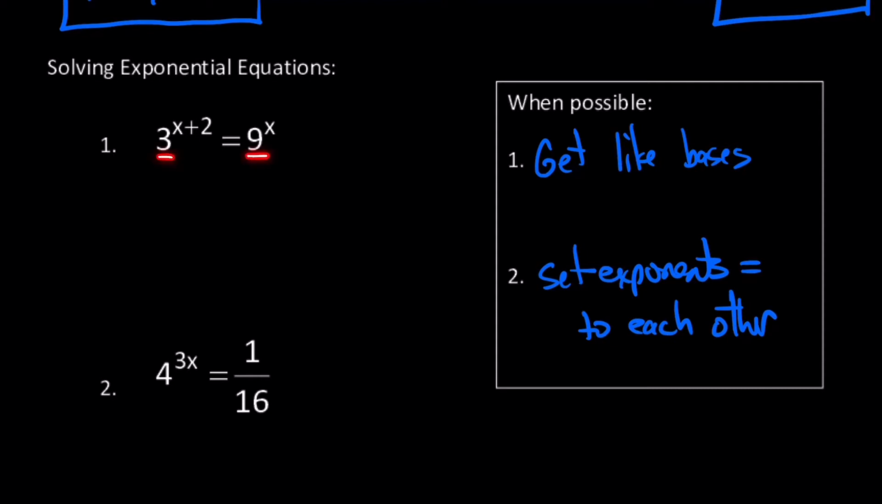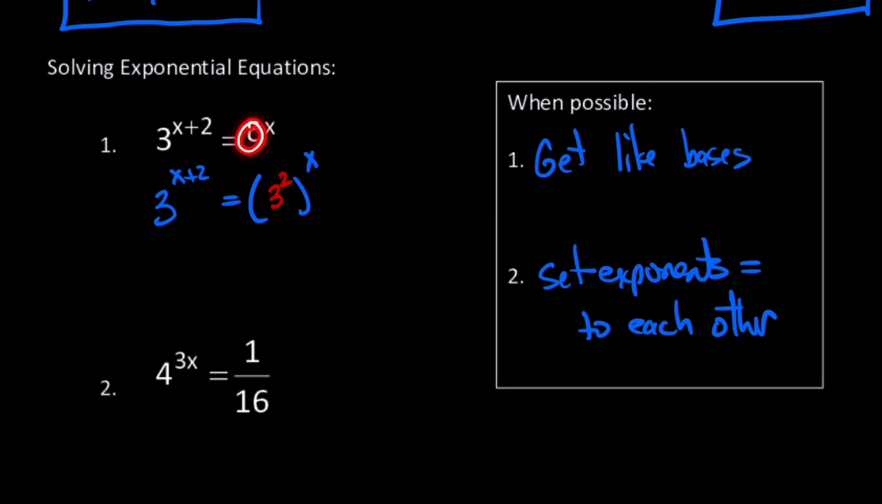So 3 and 9 are both in the 3 power family. That means I'll just leave this as 3 to the x plus 2. But the 9 I have to rewrite. I have to rewrite this as 3 to some power. Well, this one's pretty simple. It's 3 squared, so I'll just replace the 9 with 3 squared.